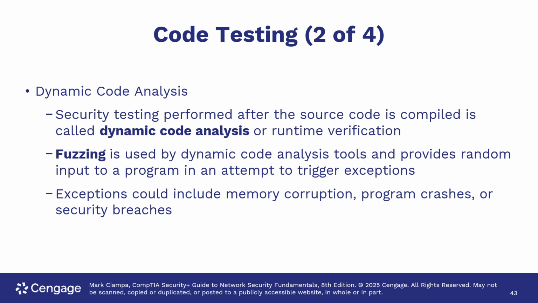That's called dynamic code analysis or runtime verification. Fuzzing is used by dynamic code analysis tools and provides random input to a program in an attempt to trigger exceptions. Exceptions could include memory corruption, program crashes, or security breaches.